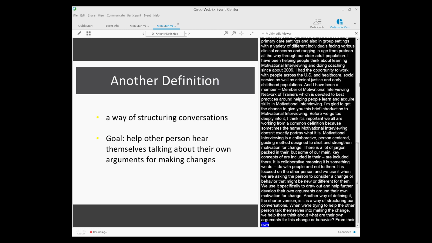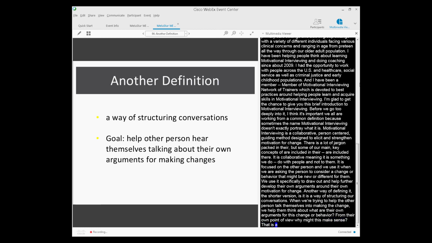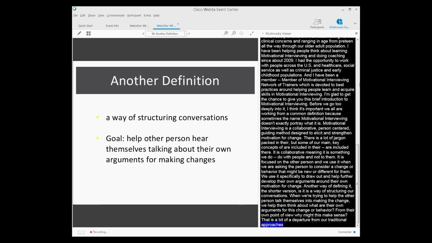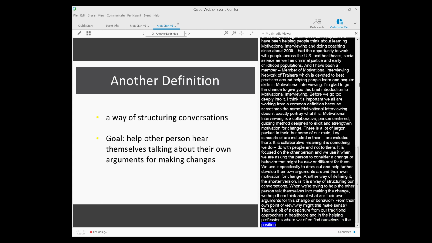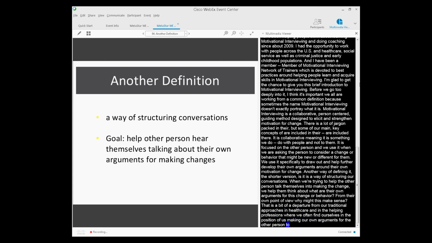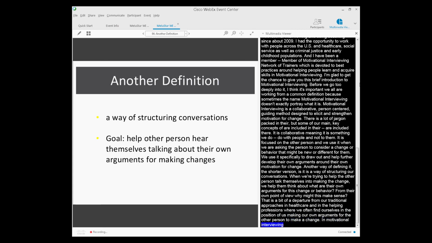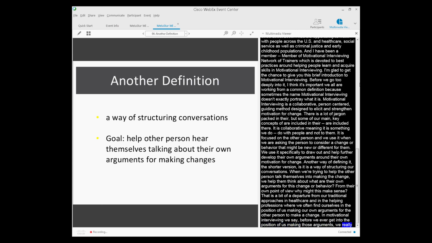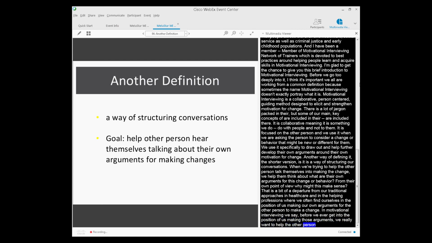That is a bit of a departure from our traditional approaches in healthcare and in the helping professions, where we often find ourselves in the position of us making our own arguments for the other person to make a change. And in motivational interviewing, we say that, whoa, before we ever get into the position of us making those arguments, we really want to help the other person flesh out their own arguments. And then maybe we'll supplement those with some additional information.